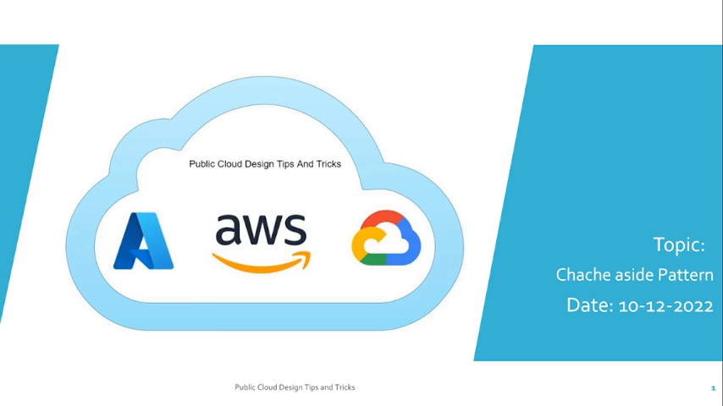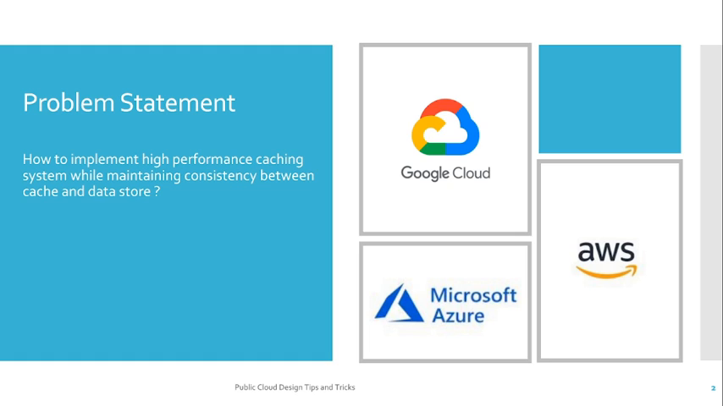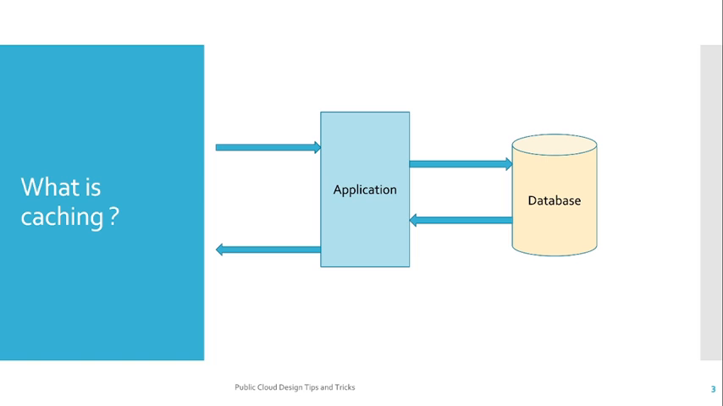Today, we are going to discuss the cache-aside pattern. So the problem statement: how to implement a high performance caching system while maintaining consistency between cache and data store. We will deep dive into the problem statement in the successive slide. But before that, let's try to understand what is caching.